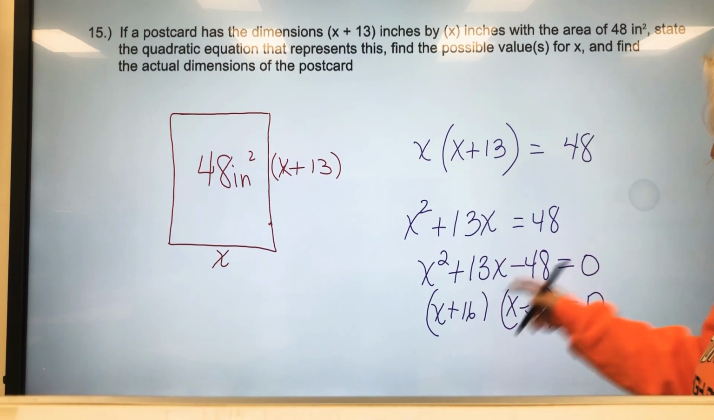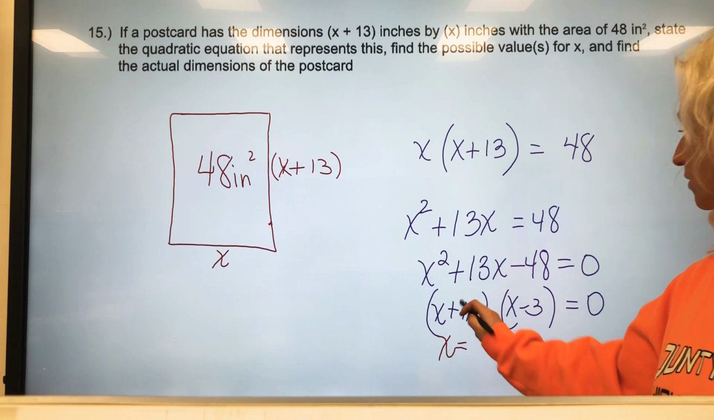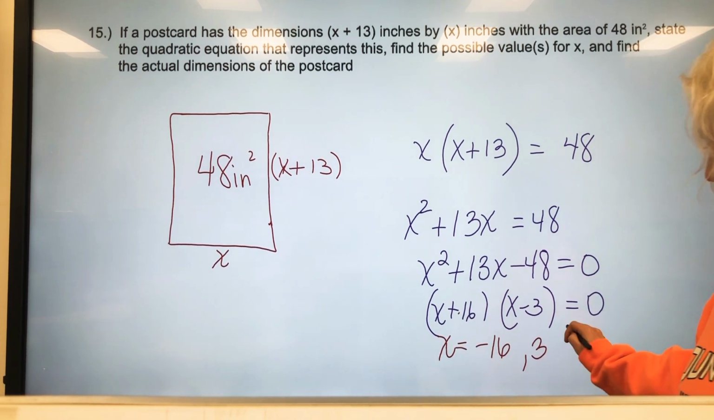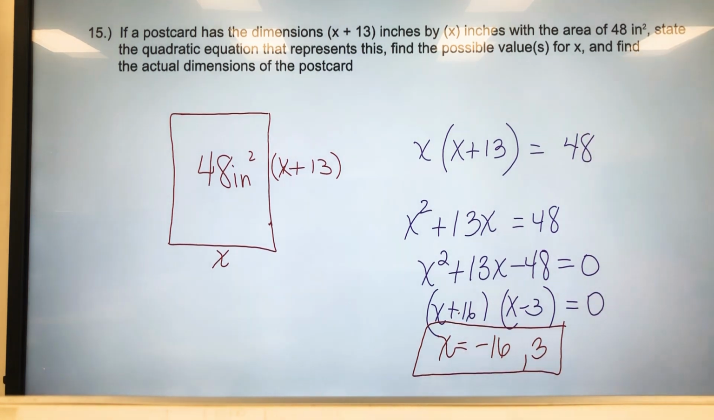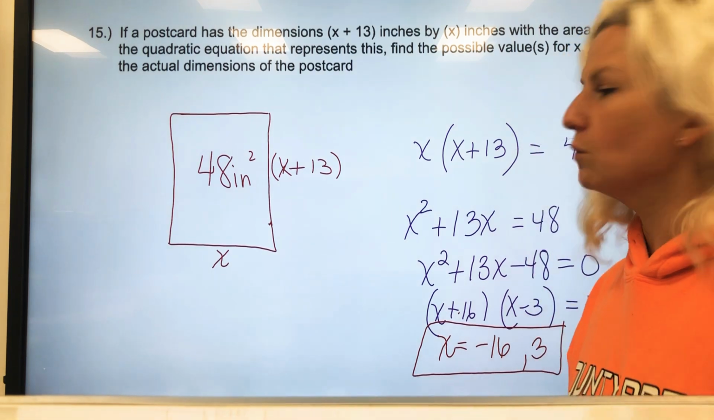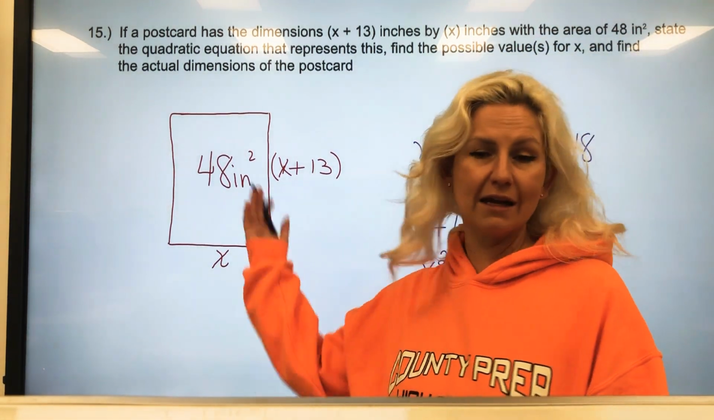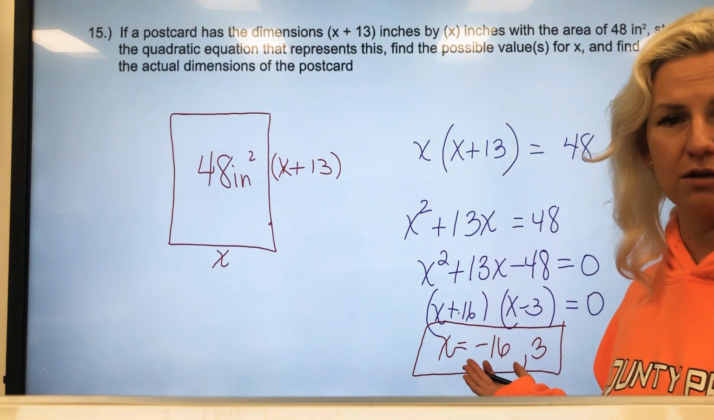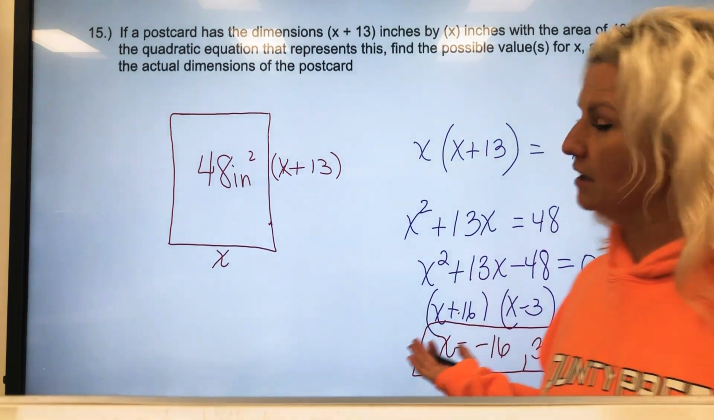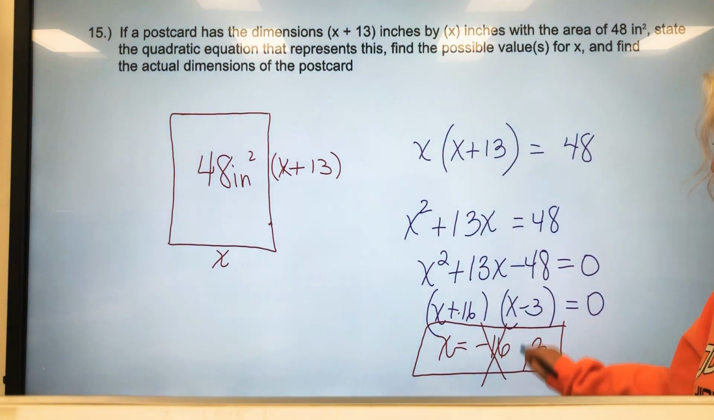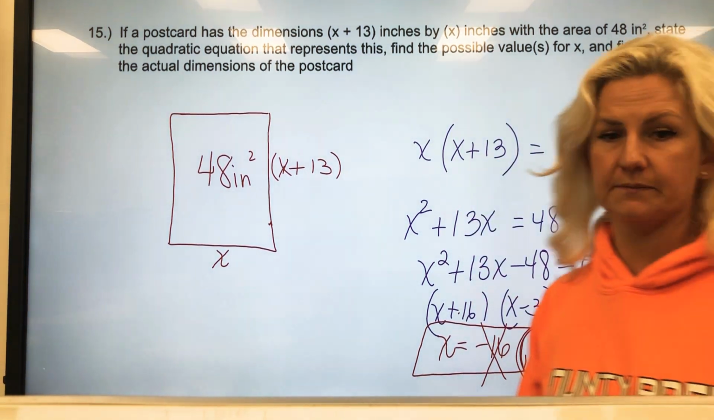So what does that mean? My zeros are what? X equals -16 and positive 3, right? Those are my two options here. How do I know which one? Well, we're talking about dimensions of a postcard. I can't have a postcard that's -16 units long. We're talking inches here. You can't have a negative when you're talking dimensions. So this one is out, so x is 3.